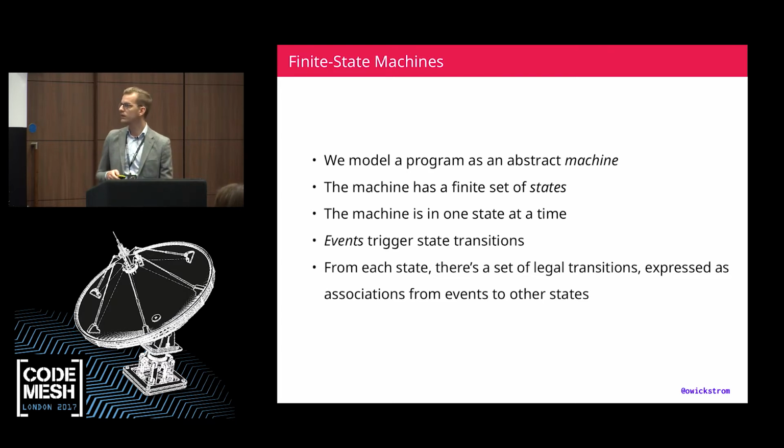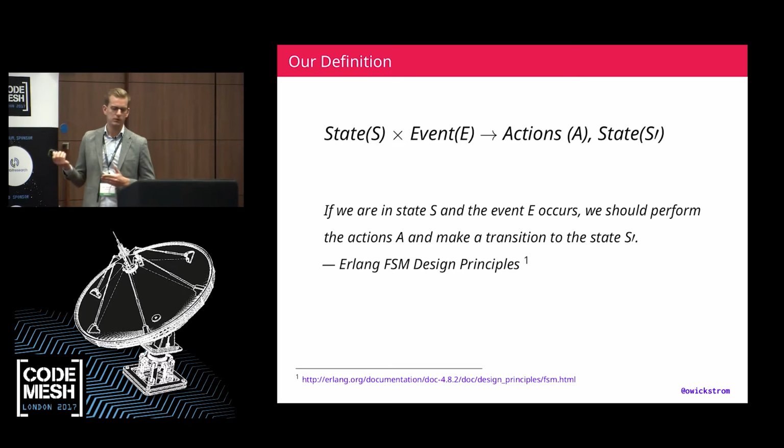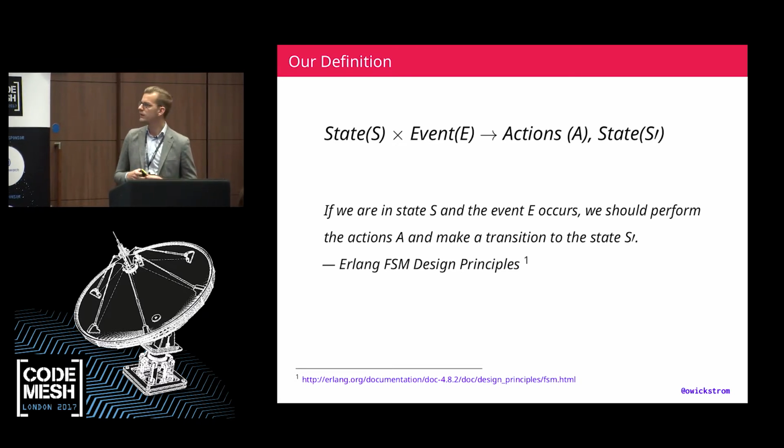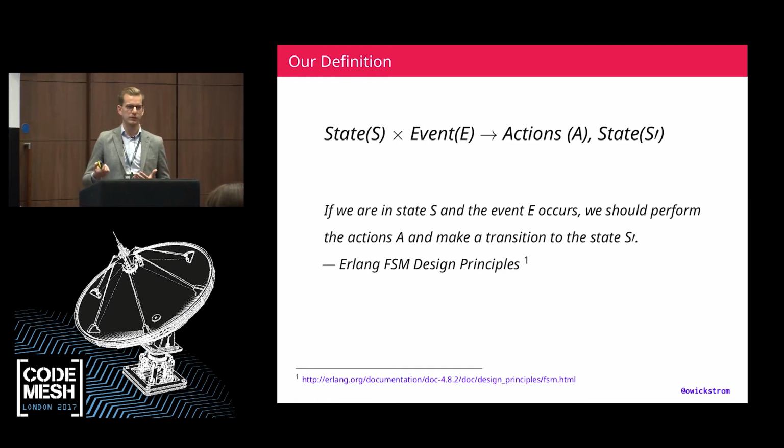So for this talk, we will use this simple model that I've stolen from the Erlang documentation. And since there are a bunch of Erlang programmers here at this conference, I'm trying to get a good start. So let's use that. It says, if we are in state S and event E occurs, we should perform the actions A and make a transition to state S prime. So it's very simple. Even if this looks like a function up there, this is the conceptual model. We won't necessarily write everything as a big function from a pair of state and event to actions and another state.